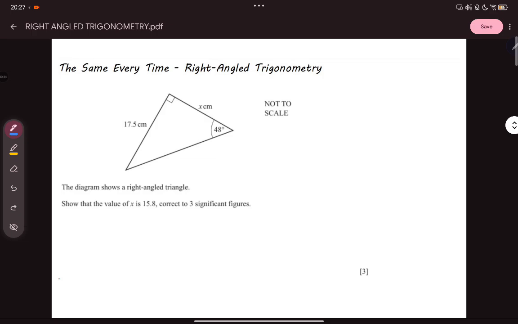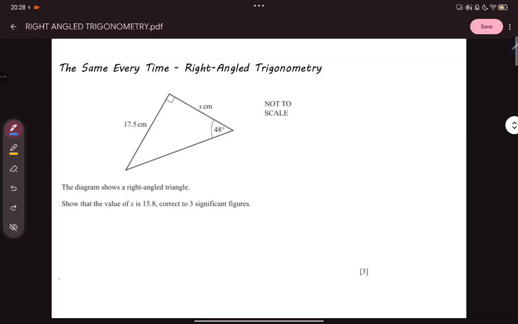So here we are with an exam question worth 3 marks this time. The diagram shows a right-angled triangle. Show that the value of x is 15.8 correct to 3 significant figures. Well, there's quite a lot going on in this question, and it is a show that question, so they are telling us the answer, but we have to pretend that we don't know it. We know it's a trigonometry question because there's a missing side and they are giving us the angle. So that makes us think it's trigonometry rather than Pythagoras' theorem.